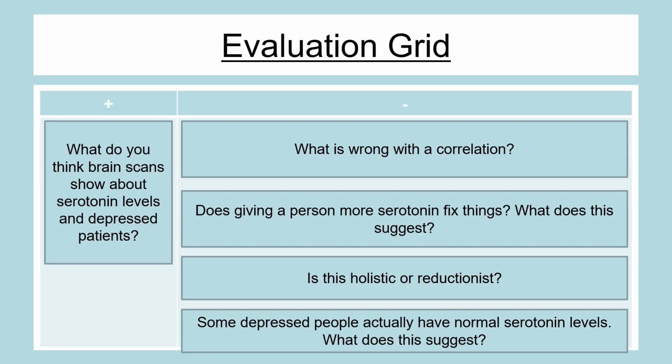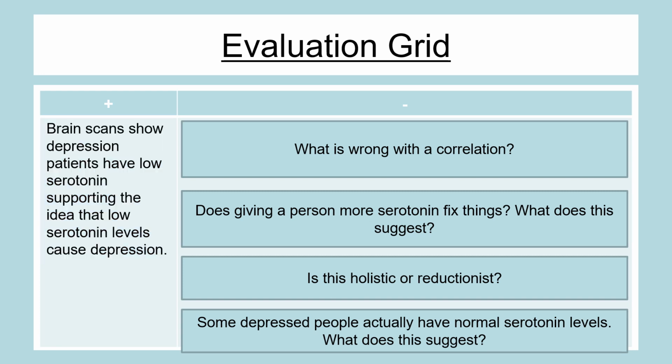Now, if you had to evaluate in the exam whether or not this is a good theory about why people become depressed, these are some of the ideas that you can talk about. Firstly, brain scans. We scan the brain of depressed people and healthy people, and we do indeed find that a lot of depressed patients do have low serotonin counts. So this is good supporting evidence for the argument, isn't it?